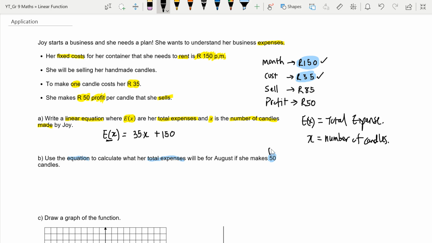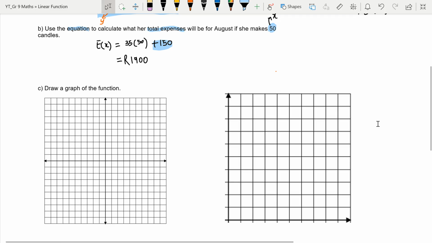So X represents the number of candles that she's making. In this case, our X will be 50. Let's use that equation. So her total expenses will be 35 times 50, and then we have to add the rent. It's always going to be there. It is a fixed cost. So when we work that out, 1,900. So for the month of August, her expenses for making her 50 candles and renting her space would be 1,900 Rand.